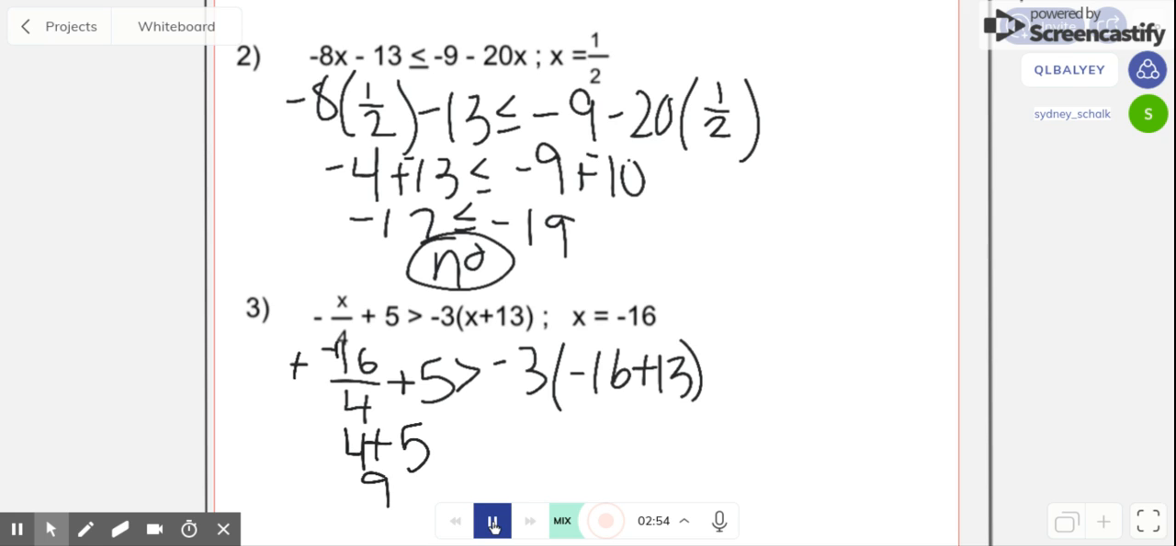That's on the left. On the right, we have our parentheses first, order of operations, negative 16 plus 13 is negative 3 times negative 3, which gives us 9 on the right as well. So 9 is greater than 9. Well, that's not true either, so this still is not a solution to the inequality.